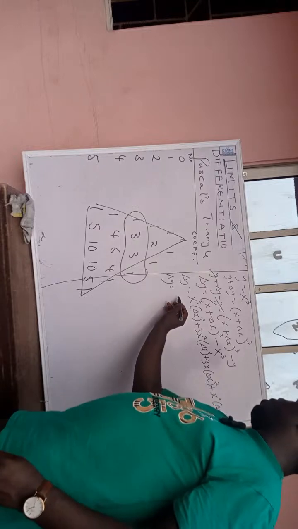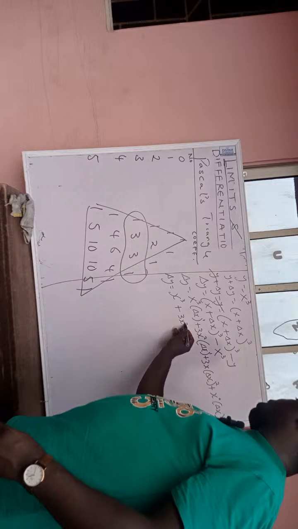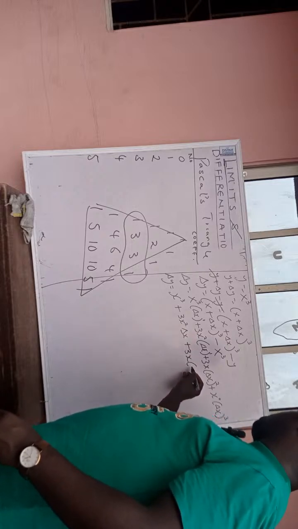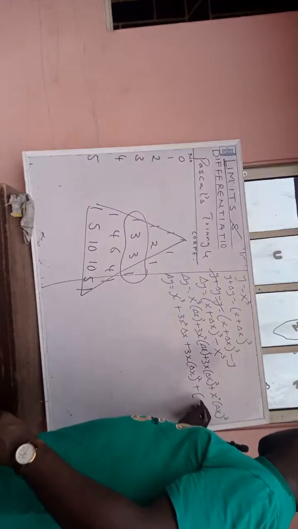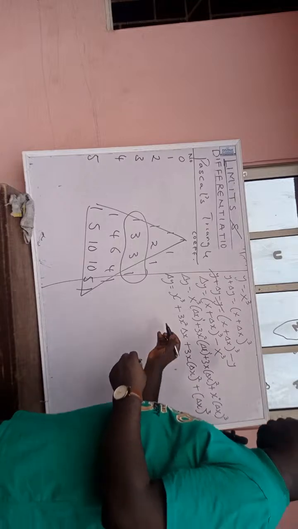So with this now, you have x raised to power 3, you have 3x squared change in x, you have 3x change in x all squared, and then you have change in x all raised to power what? 3. What's the next thing?